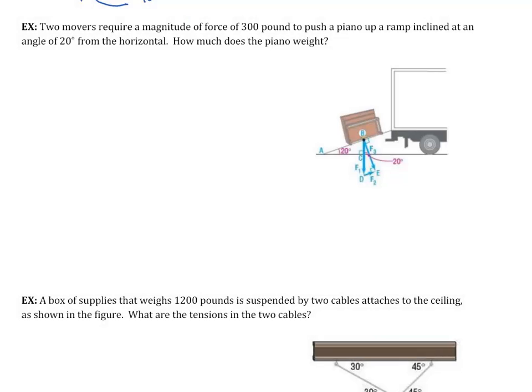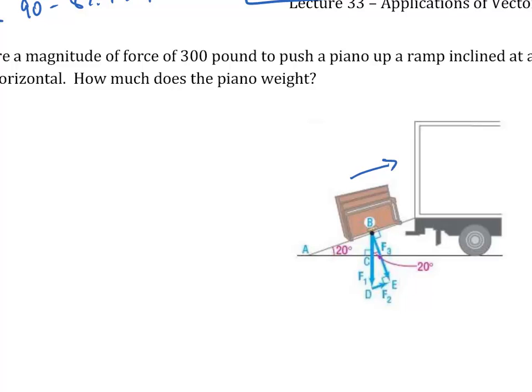In the next example, we are given information about a piano that is being moved up a ramp at an incline of an angle of 20 degrees from the horizontal. We're told that two movers require a magnitude of force of 300 pounds to push the piano up this ramp. So in this case, we are going to use vectors to represent the forces that are involved. So I'm going to zoom in on this picture a little bit so you can see it a little bit better, because this is going to be where we represent the vectors.